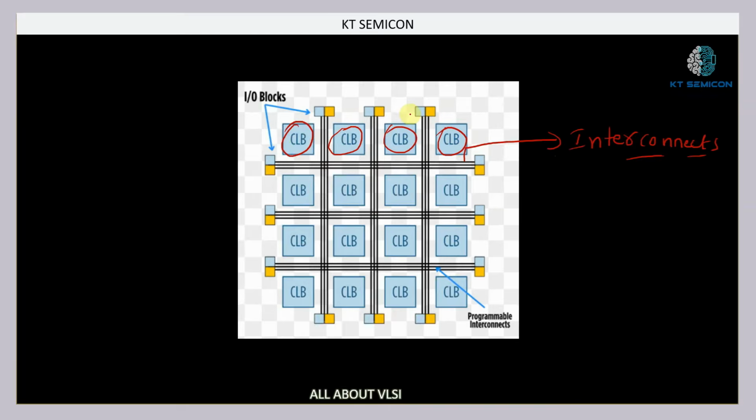Using these CLBs and interconnects, we can implement whatever functionality we want to implement. We can implement any logic we want. But how we are going to implement that particular logic, and how the CLB is going to achieve whatever logic we wanted, that we are going to discuss, right?